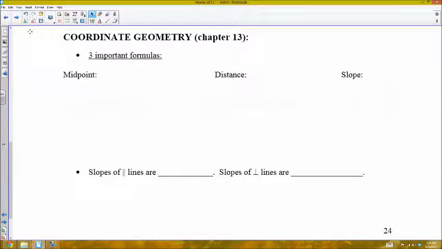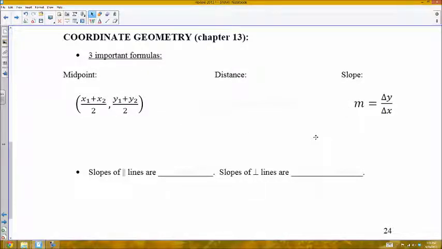Coordinate geometry. Now, this video is a little bit long, so feel free to pause it at any point, come back to it later, take a couple breaks, but I'm going to go through it as quickly as I possibly can. First of all, there's three formulas related to coordinate geometry that you need to be familiar with. The most important of which are the midpoint formula and the slope formula.